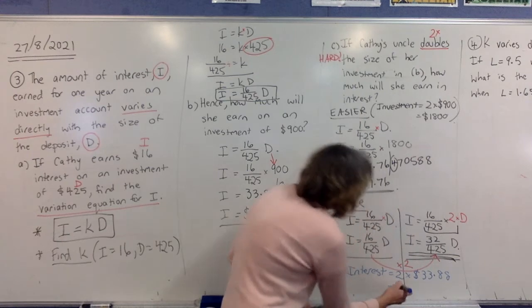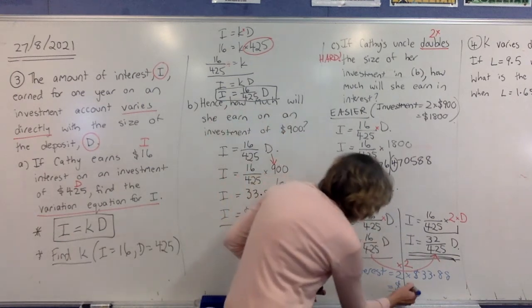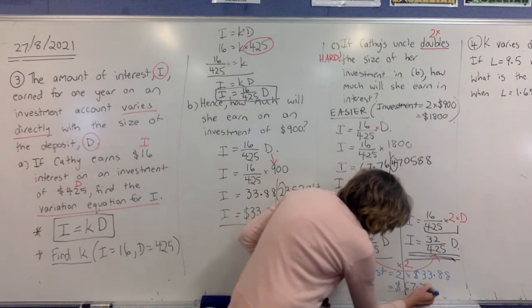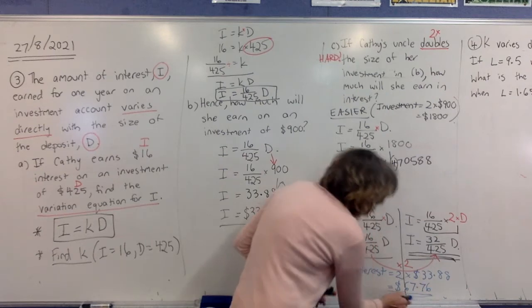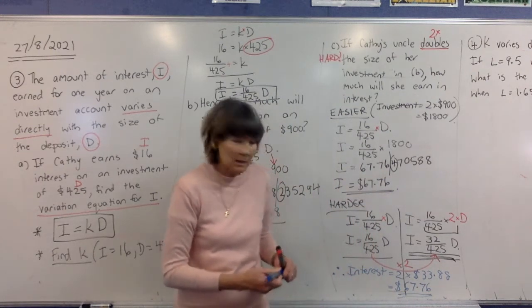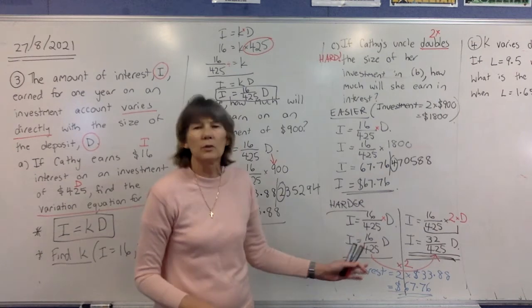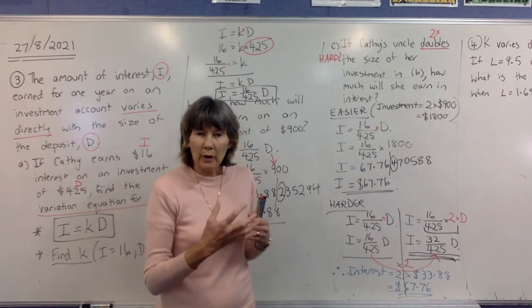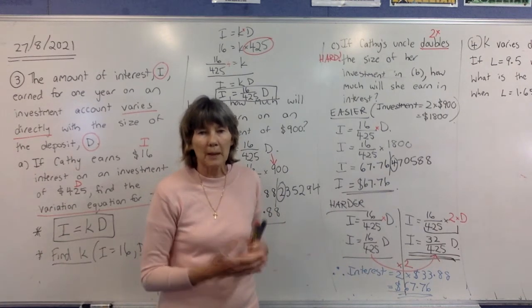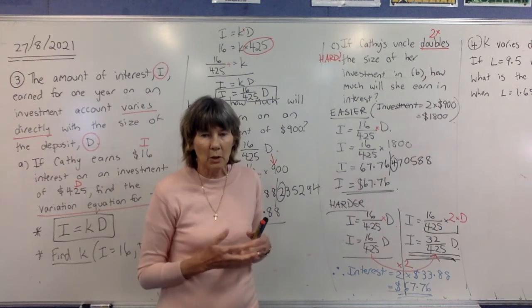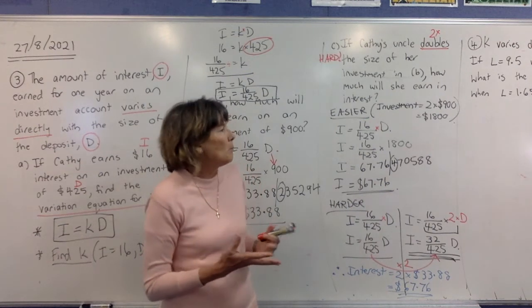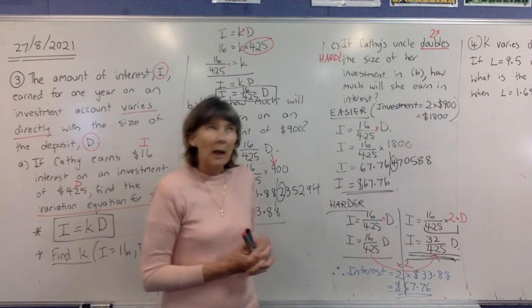And you're going to end up with the same answer, $67.76. Now you might go, well, why bother doing all of that? It's how the concept works that's going to make a difference when it gets to year 11 and 12. So I can't elaborate any more on it than that at this stage.